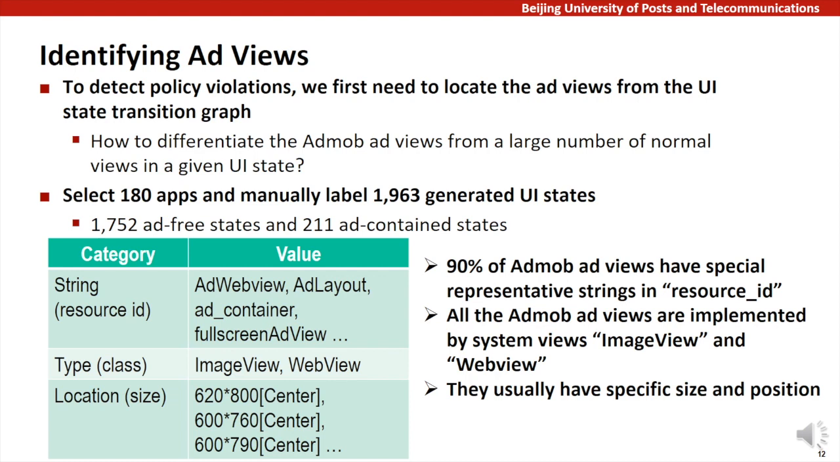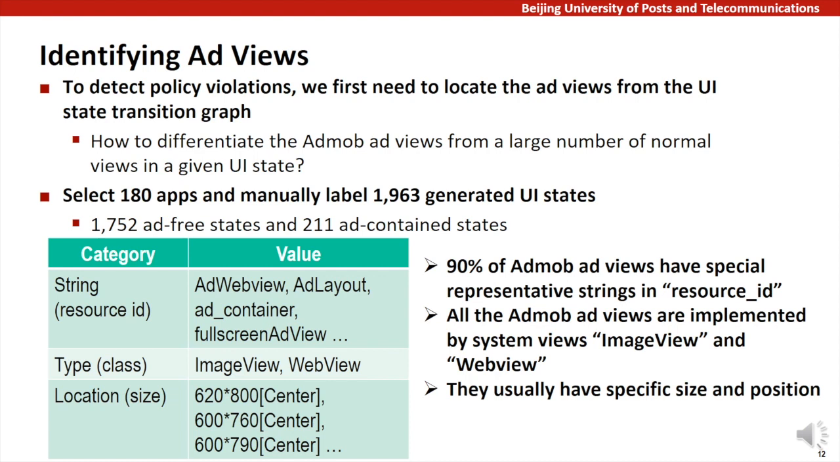We found that roughly 90% of AdMob ad views have special representative strings in the resource ID field. For example, usually the resource ID contains strings such as ad view, ad web view, ad layout, ad container, full screen ad view, and so on. These features can be used to identify the ad views accurately.